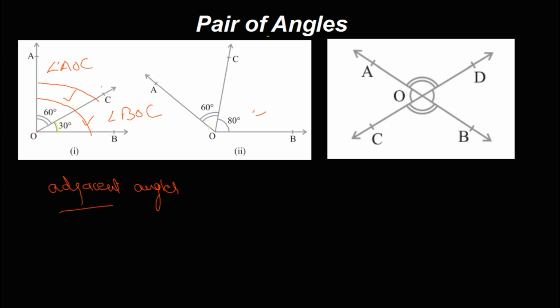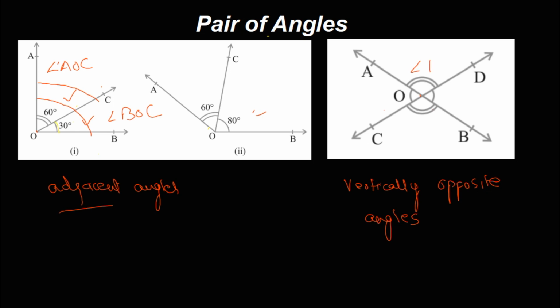Alright. Now let's see this figure. Here two lines AB and CD are intersecting each other. So the pair of angles formed: these two are marked in this manner. Since they are opposite to each other and there is one intersecting point over here, we can call them vertically opposite angles. Children, remember, vertically opposite angles are formed only when two lines intersect each other at one point. So these are called vertically opposite angles.